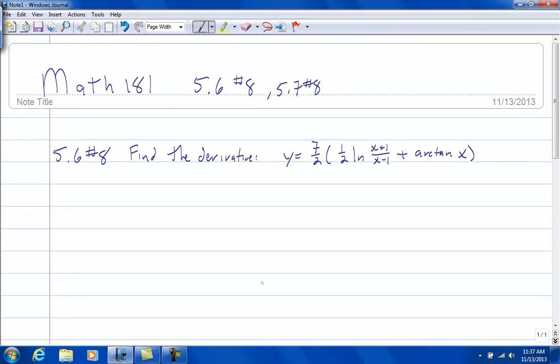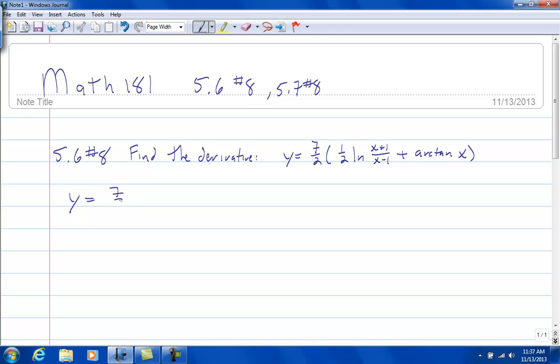I was asked to do some problems here from Math 181. This is from 5.6 number 8 and 5.7 number 8. For 5.6 it says find the derivative of y equals 7 halves times the quantity 1/2 natural log of x plus 1 over x minus 1 plus arctan of x. So I'm going to write this a little differently.